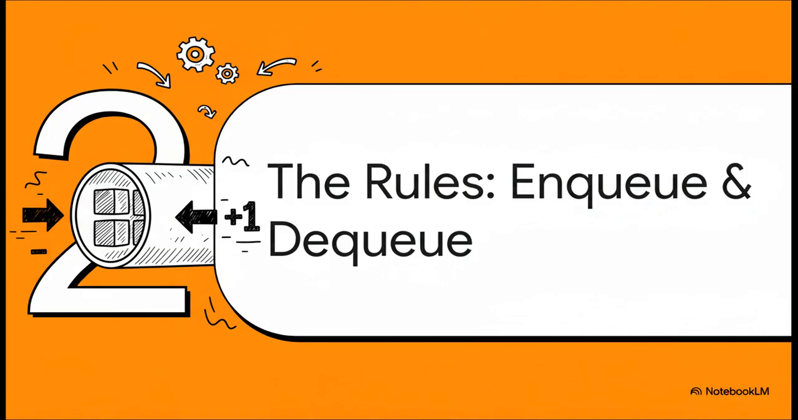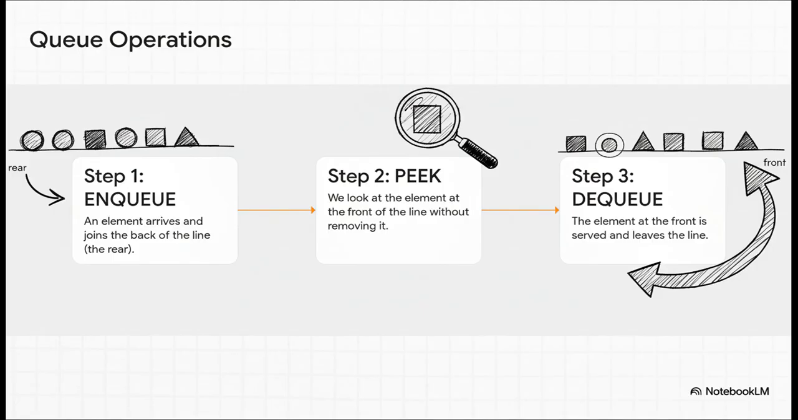Okay, so how do we actually use a queue? It all boils down to two fundamental operations, two main moves that everything else is built on, enqueue and dequeue. Let's walk through it. When a new item shows up, it performs an enqueue, which just means it gets in line at the very back, what we call the rear of the queue. Now, if we just want to see who's next without actually letting them go, that's called a peek. And finally, when it's time for the person at the front to be served, they get dequeued. That's really it. You add to the back, and you remove from the front.